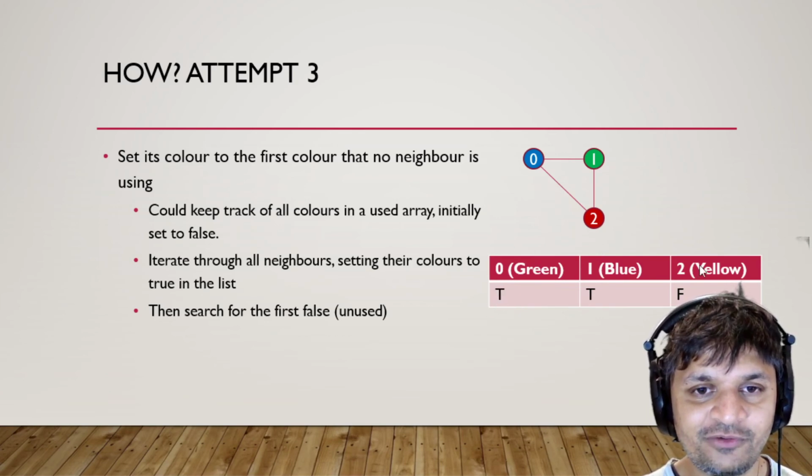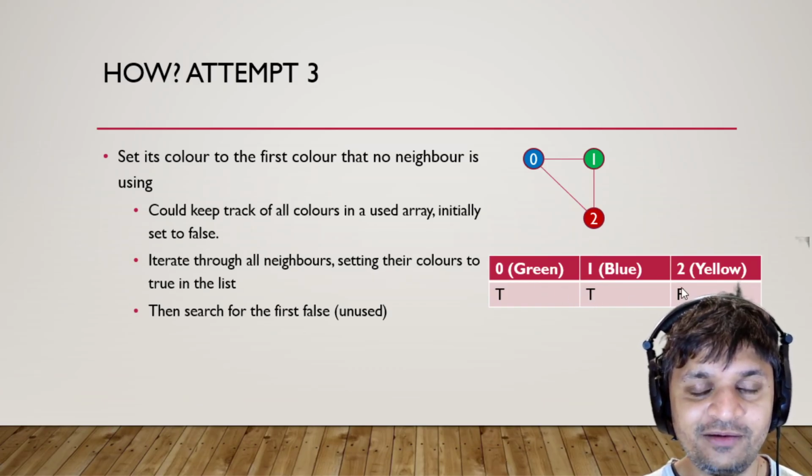So this array is keeping track of whether the colors are used. Then when I'm done, I just iterate through this array looking for the false. Okay, so that's true, that's false. Okay, done. So then I can say the first false was yellow, so I have to set this vertex to be yellow. Okay, and this would cost me big O of n.